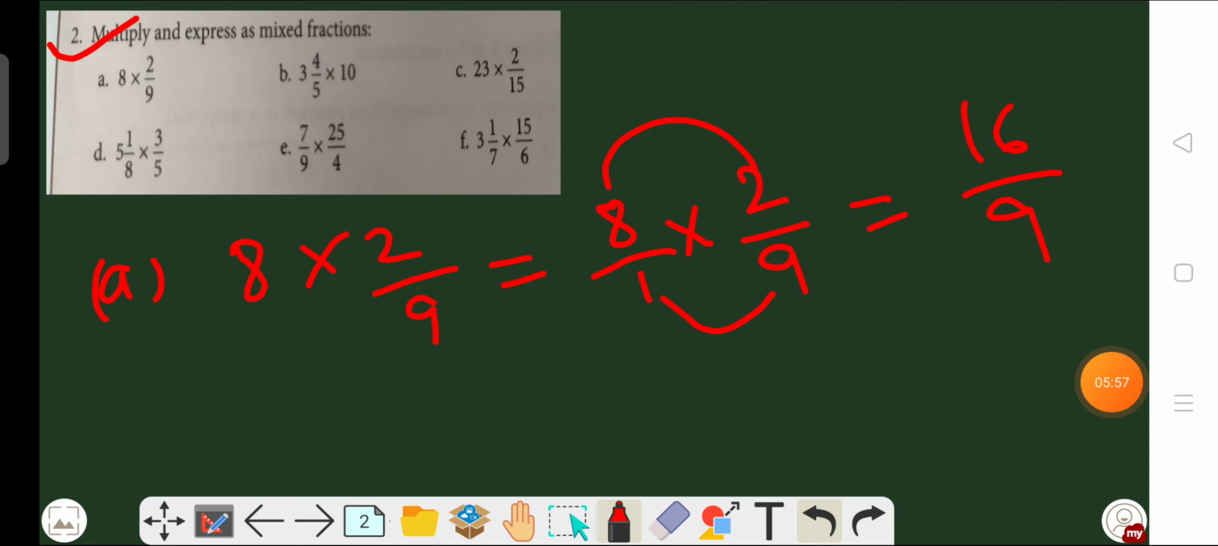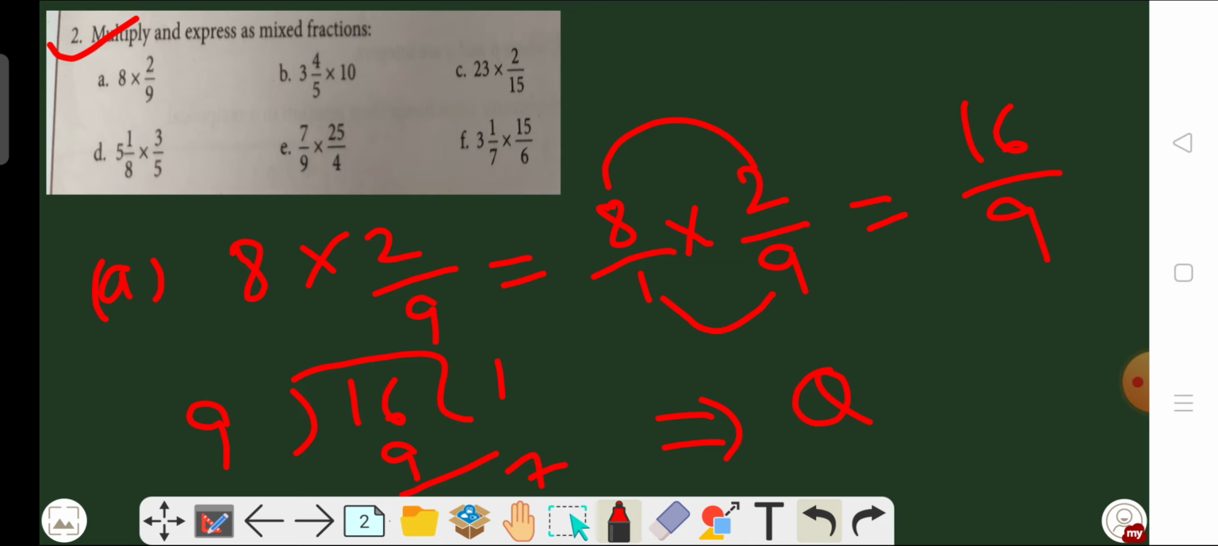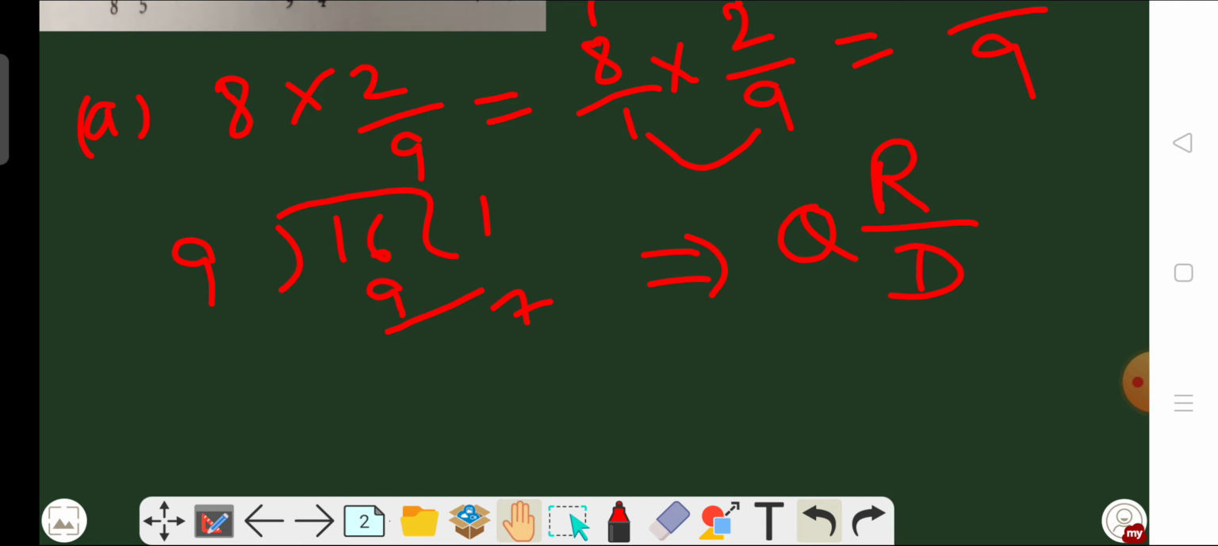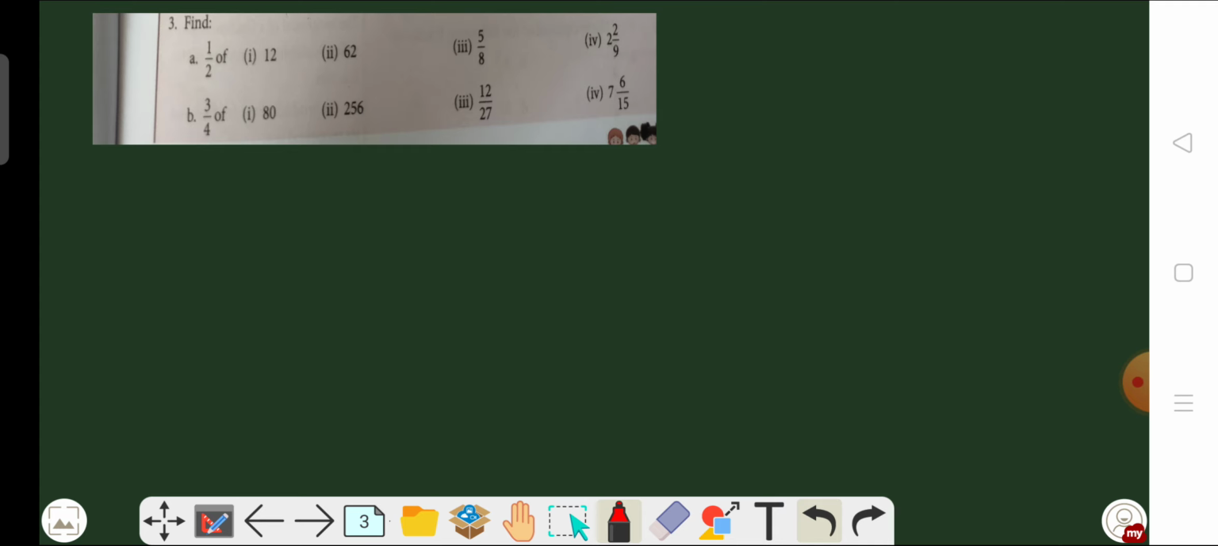To change this into mixed fraction, we divide 16 by 9. So 9 1 ja 9 and remainder is equal to 7. So mixed fraction is equal to quotient raised remainder by denominator. So this is equal to 1 raised 7 by 9, and this is the solution of A part of question number second. In the same way you have to do the remaining part of the question number second. Try to do them by yourself beta. Now we will move on to question number third. Look at the question number third.